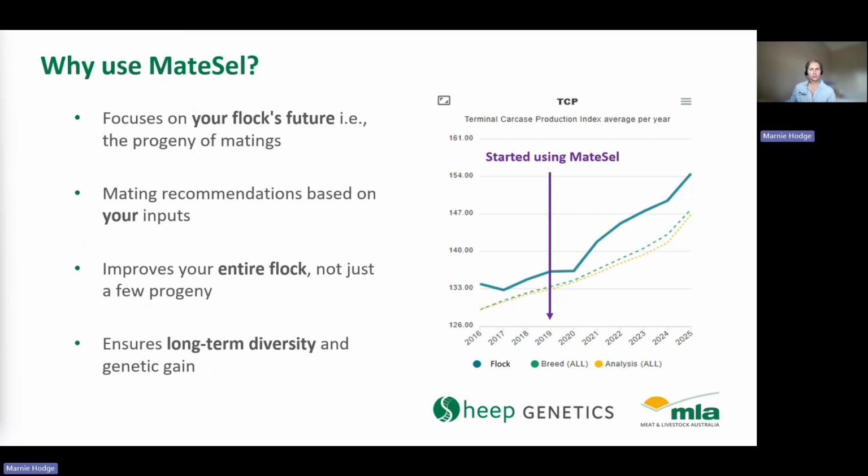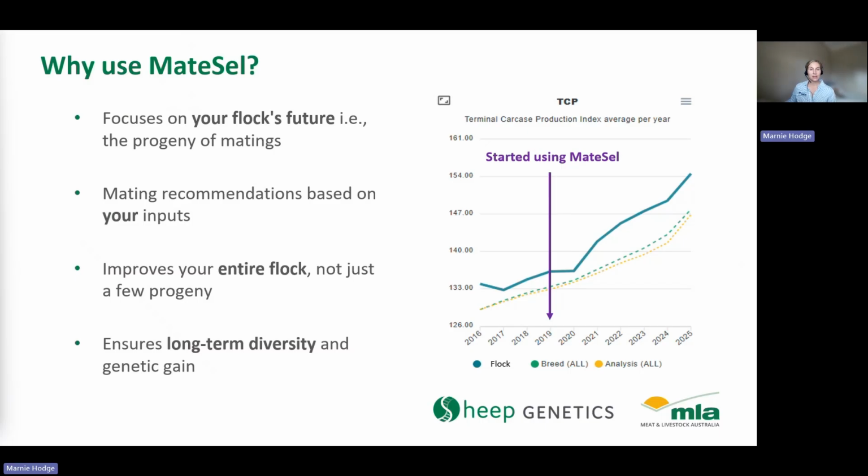So why MateSel? MateSel focuses on your flock's future. For example, the progeny of the matings that you'll be expecting to achieve through joining sires and rams. So it's not just looking at the sires and rams you have available, it's about predicting your flock's future essentially, and how to drive your flock's future forward by improving the average of the progeny matings.